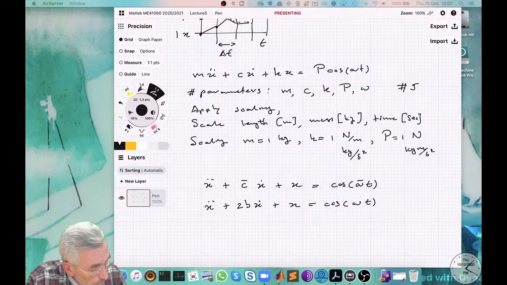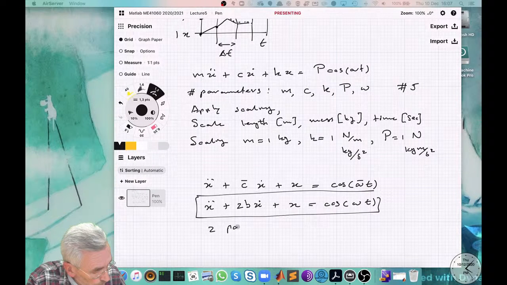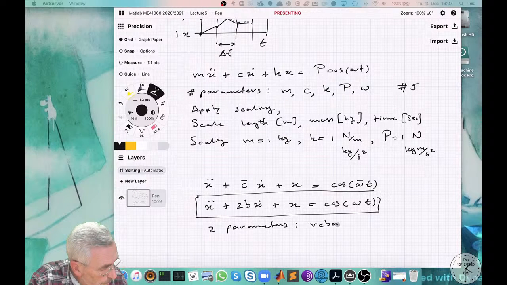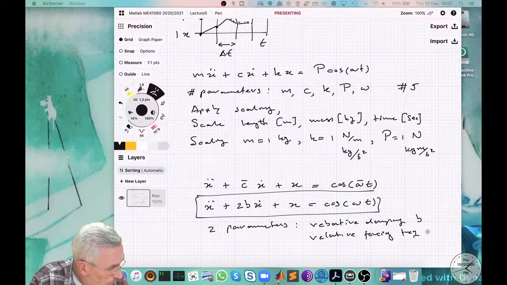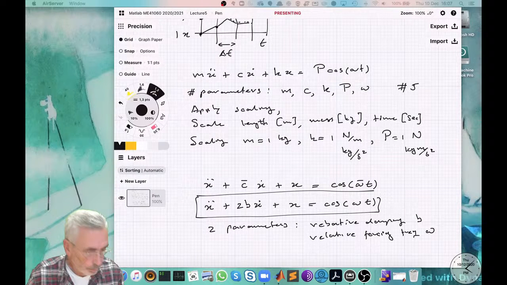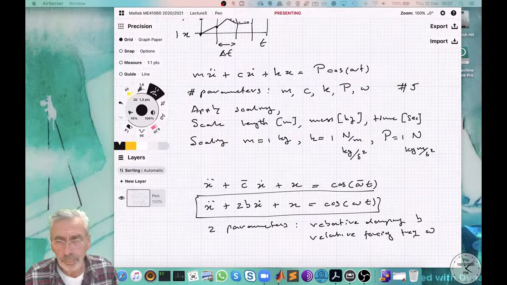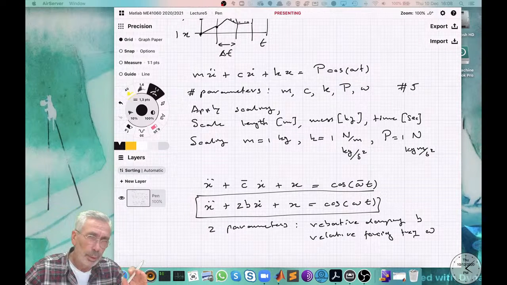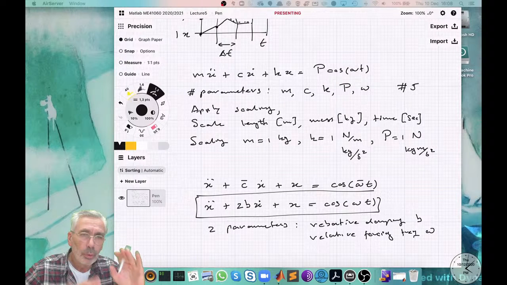Meaning now, with this scaled version, I only have two parameters. That is the relative damping, b, and the relative forcing frequency, omega, because that's dimensionless, it's divided by the time scale, and the time scale you get from dividing these and taking the square root. And it simplifies our problem a lot, because now we only have to play in a two-dimensional space. Why do I have a two-dimensional space to analyze the thing?